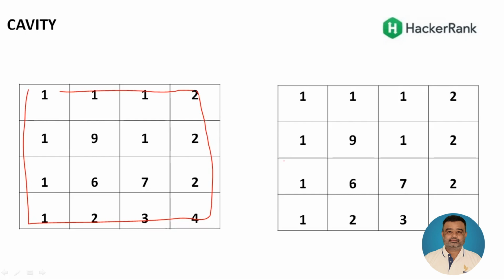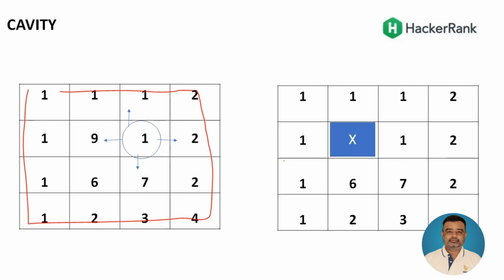Now what will we take up first? We'll take up this 9. Should we replace it with X? The answer is yes, we have to replace it because 9 is greater than all its adjacent cells. Then next we take up this 1. Should we replace it? No, because the adjacent cells 9, 2, 7 are greater than 1. So 1 will be written as it is and will not be replaced with X.